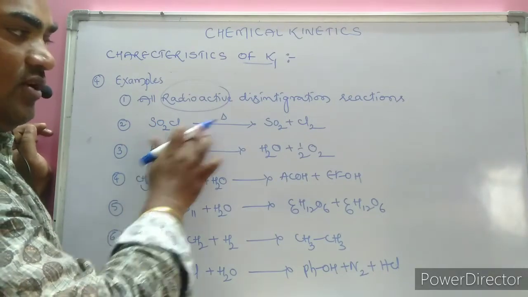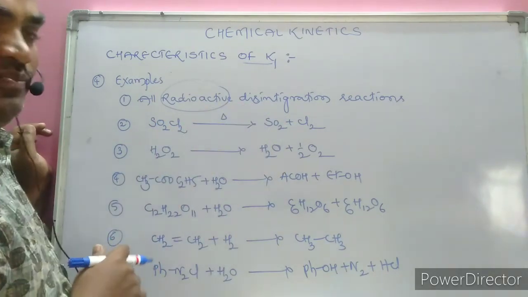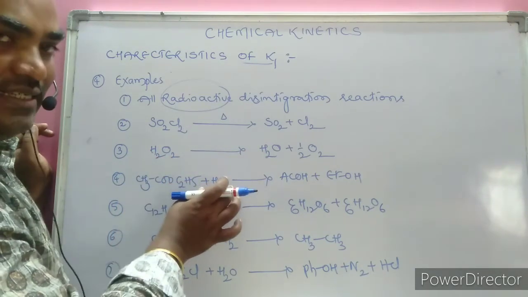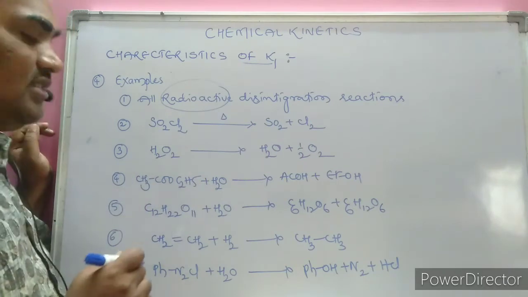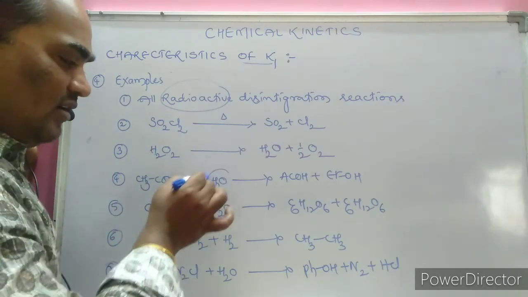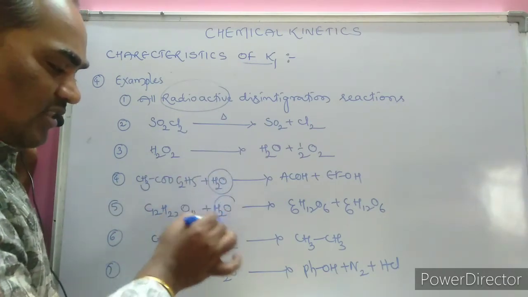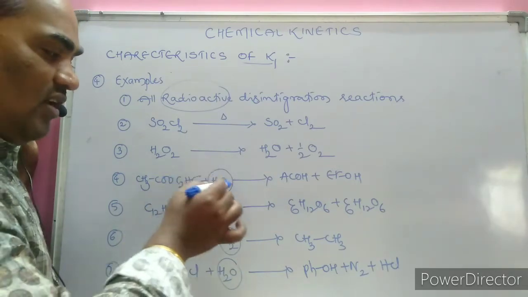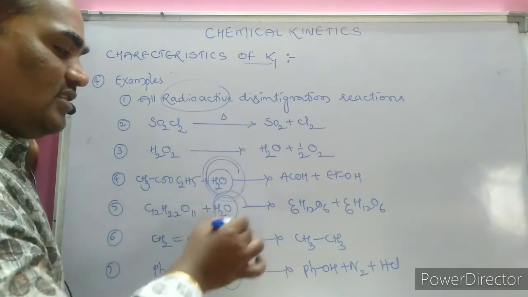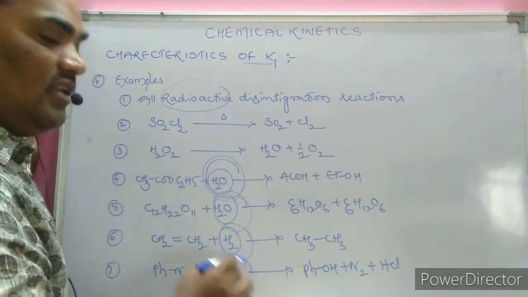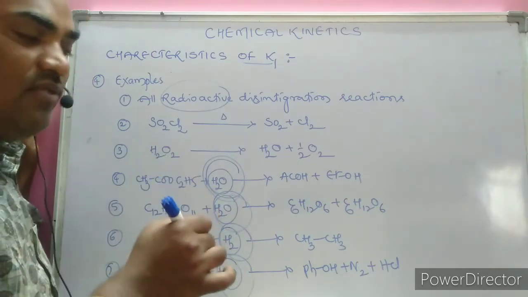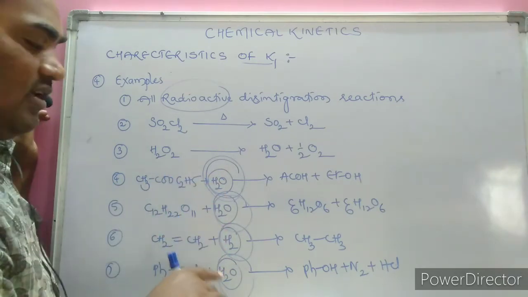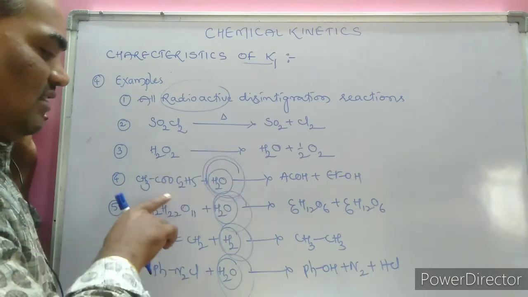Decomposition of thionyl chloride into SO2 plus Cl2, hydrogen peroxide decomposition, and hydrolysis of ester or hydrolysis of ethyl acetate. Here it seems like two reactants are present in all these examples, but in any reaction, if one of the concentrations is taken in large excess, it is not considered in calculating the order or the rate. That's why these are called pseudo first order reactions. Hence it comes under this category.